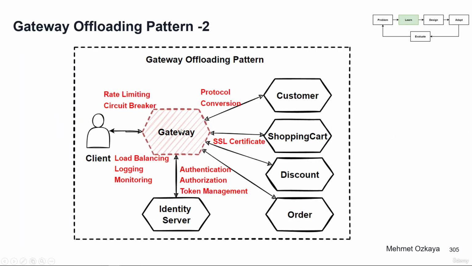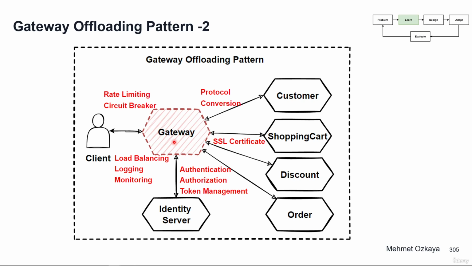If we wouldn't put the aggregating and offloading pattern in here, the client application and every microservice would be responsible for authorization, authentication, certification, rate limiting, and so on. In order to solve all these problems, we can use the gateway offloading pattern to reduce duplicated code for cross-cutting concerns in the microservices. You can see the image.